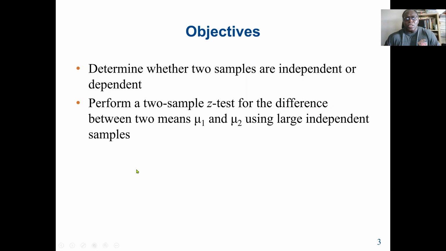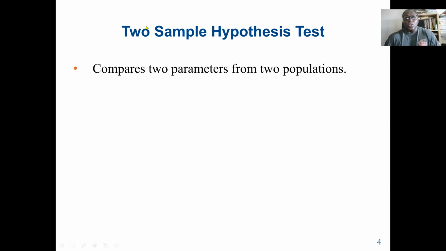In our previous lectures on hypothesis testing, we were able to test a population mean, but using only one sample. This time we are going to use two samples. We will determine if the two samples are dependent, meaning they depend on each other, so if one value changes, the other sample value will change, or if they are independent. This is two sample hypothesis testing, where we compare two parameters from two populations. Our parameter here is the mean, the two population means.